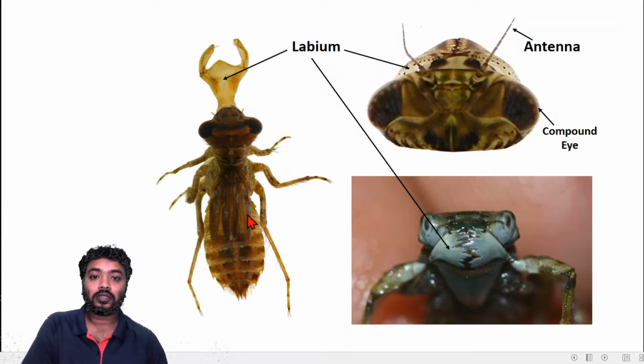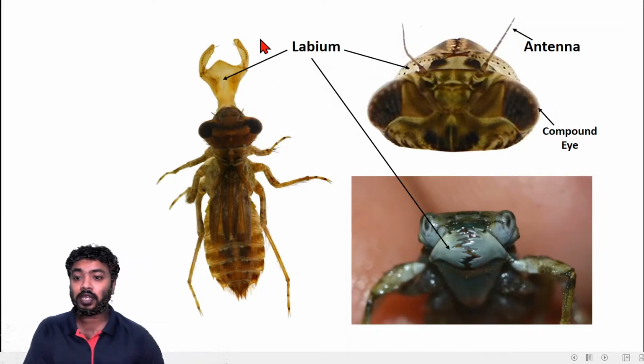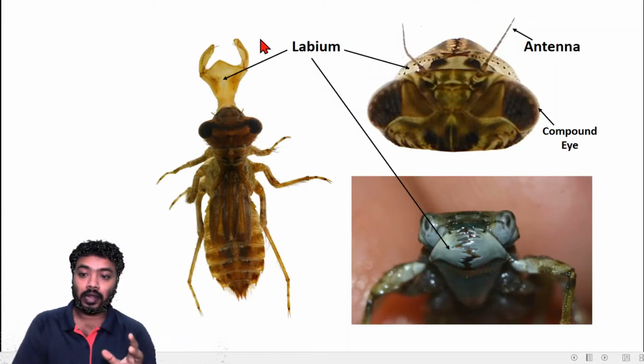This is the labium, or the lower lip. In this photograph the labium is extended. This looks like a spoon, so a spoon shaped labium. Not all genera or families have the spoon shaped labium. That is why the shape of the labium is very important for family level identification.